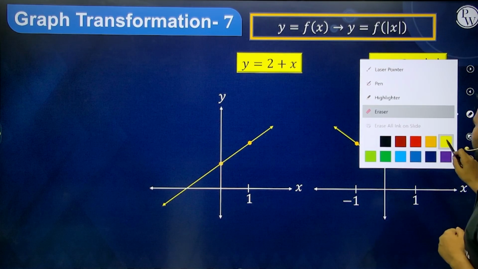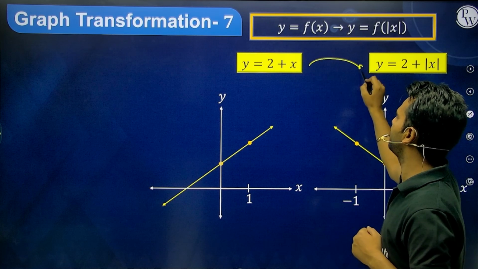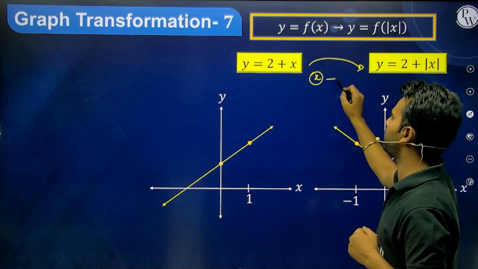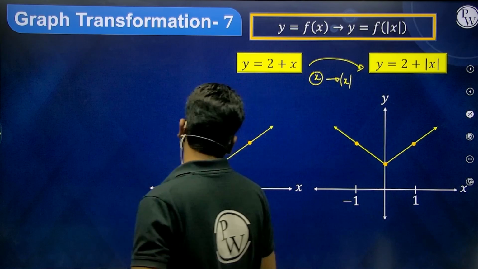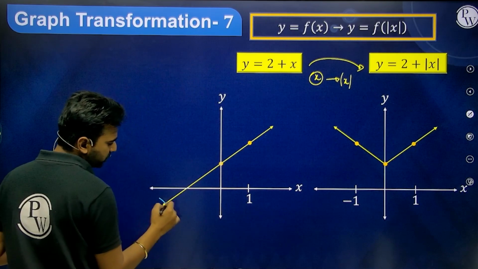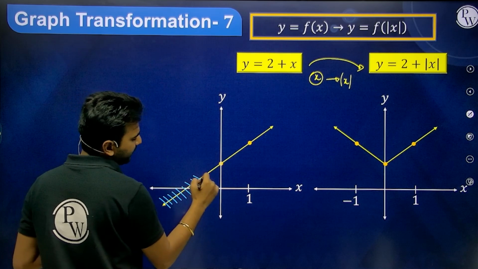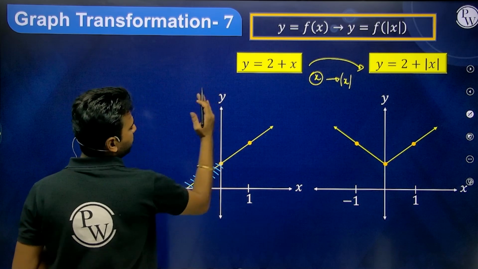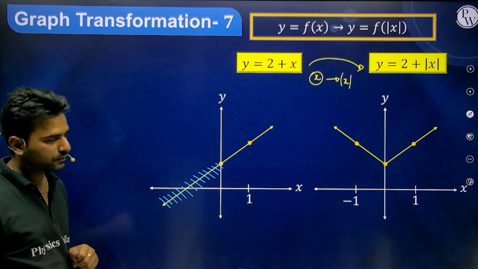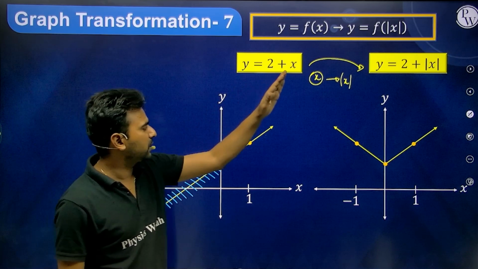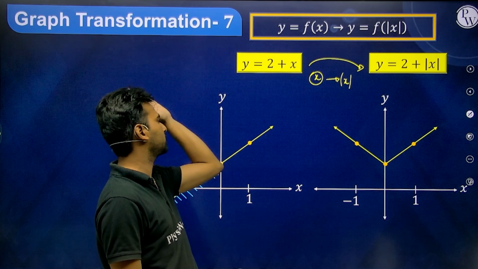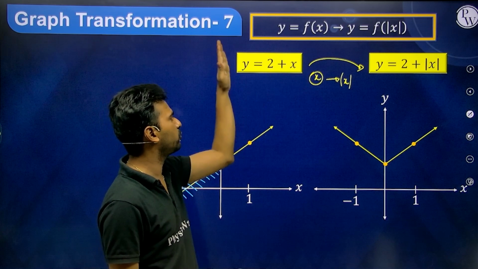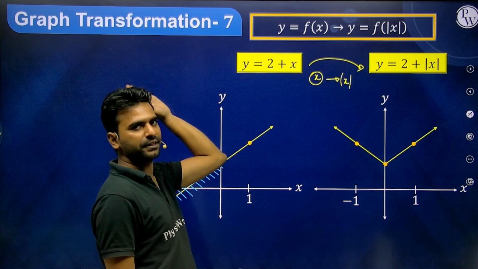Let's say we have been given this particular graph, and with the help of this we wanted to draw this. So x has been replaced by mod x. So what's the rule? Whatever portion is coming in the negative x-axis, that means this portion, first remove it. That means the portion which is coming on the left of the y-axis, remove it. Okay. Keep the portion on the right of the y-axis as it is, and just take its mirror image about the y-axis. If you take the mirror image of this portion about the y-axis, the mirror image will be formed like this.